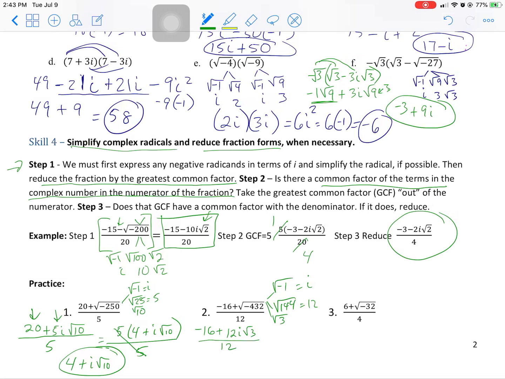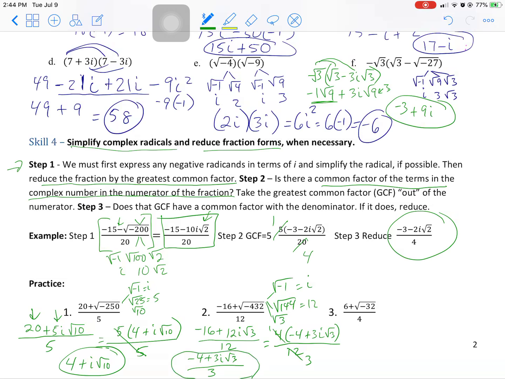Okay? So, greatest common factor out of 16 and 12 is 4. So let's take out the 4. That leaves me with a negative 4 plus 3i square root of 3 over 12. Take out the 4. So my final answer is negative 4 plus 3i square root of 3 over 3.